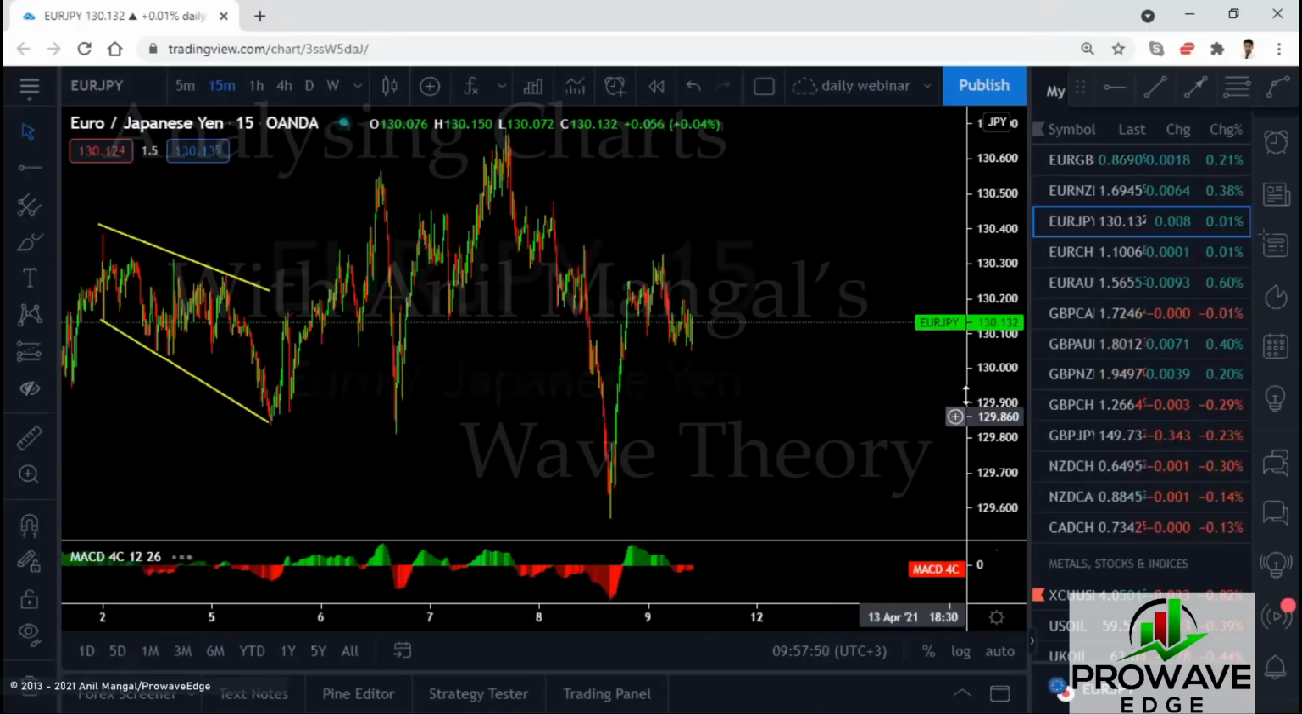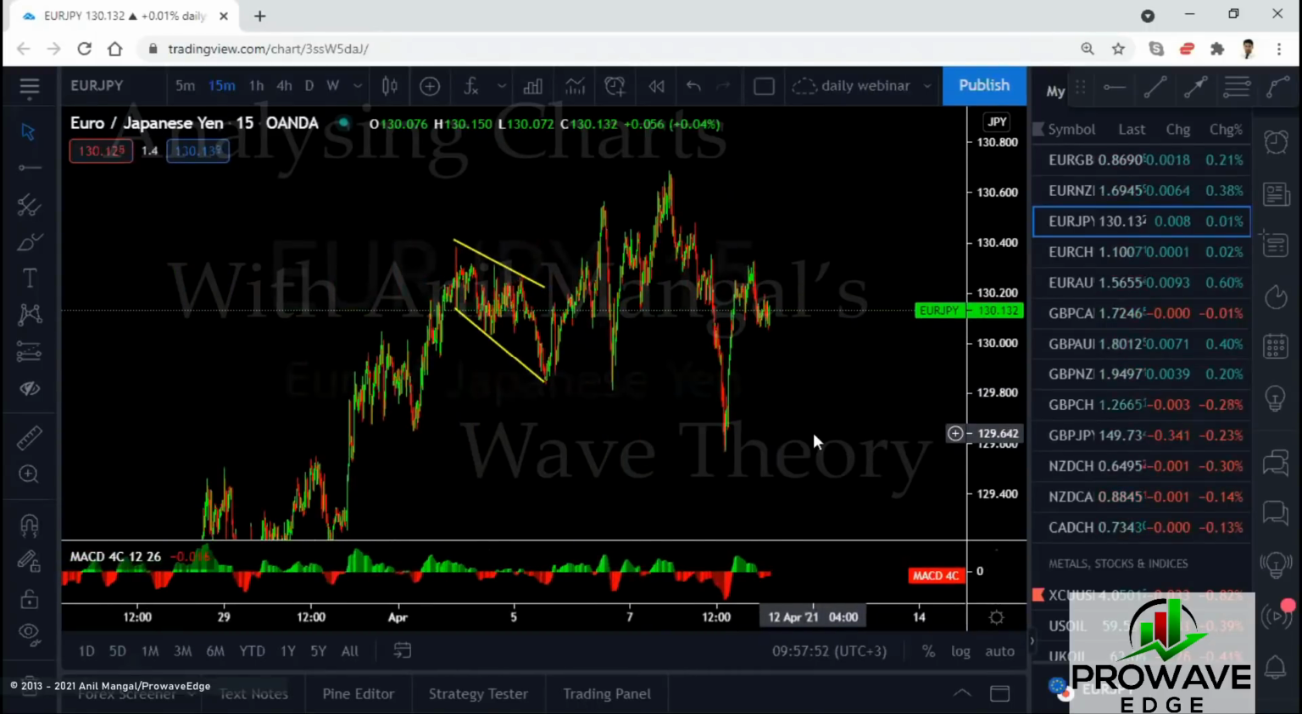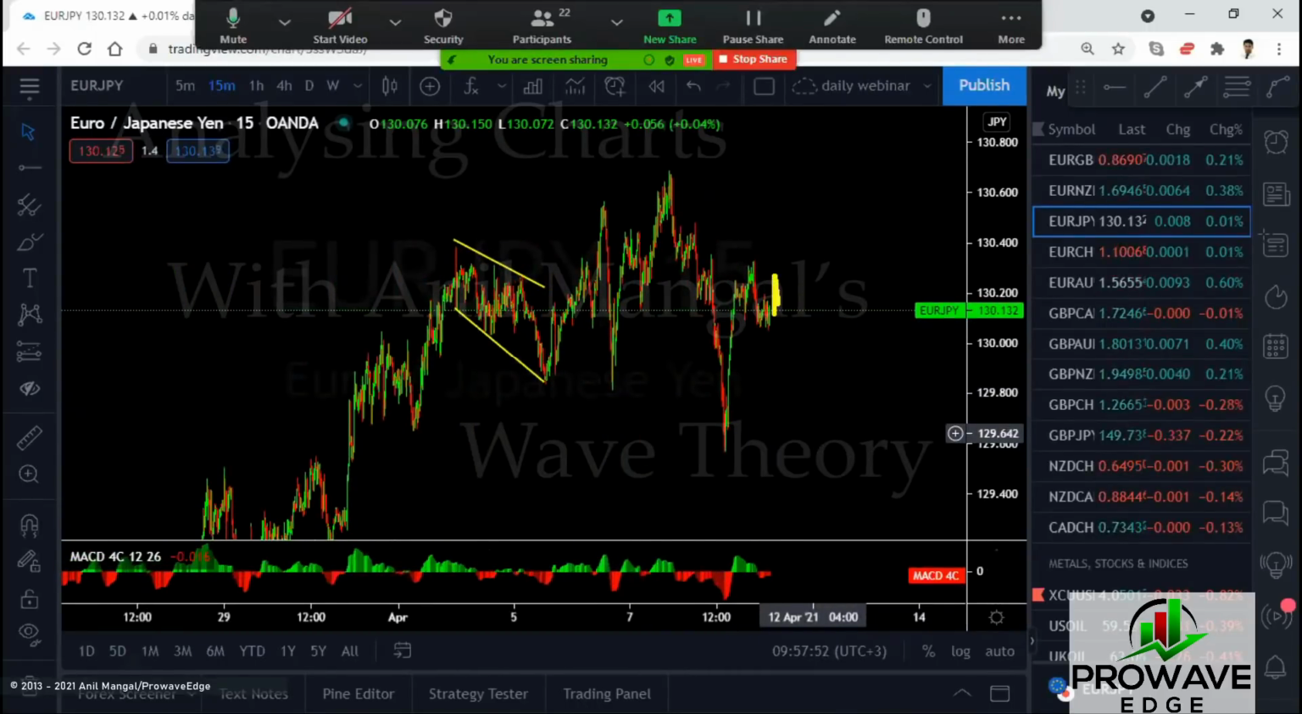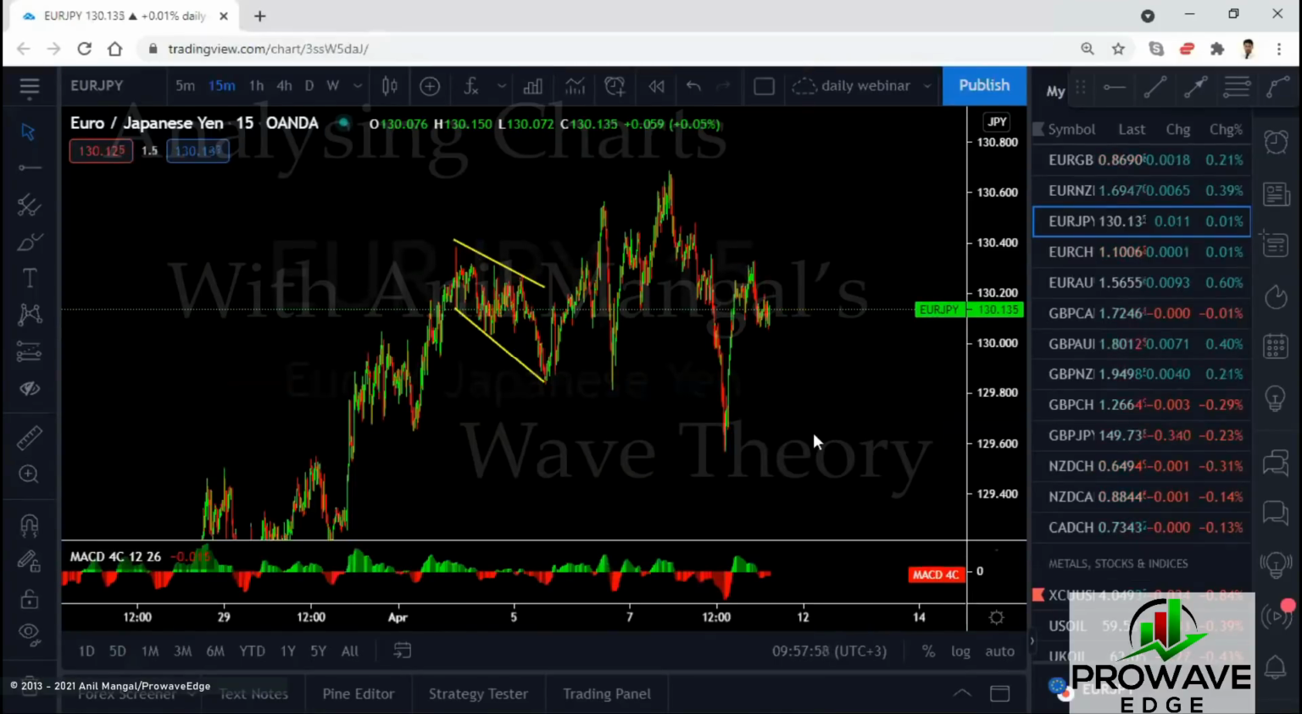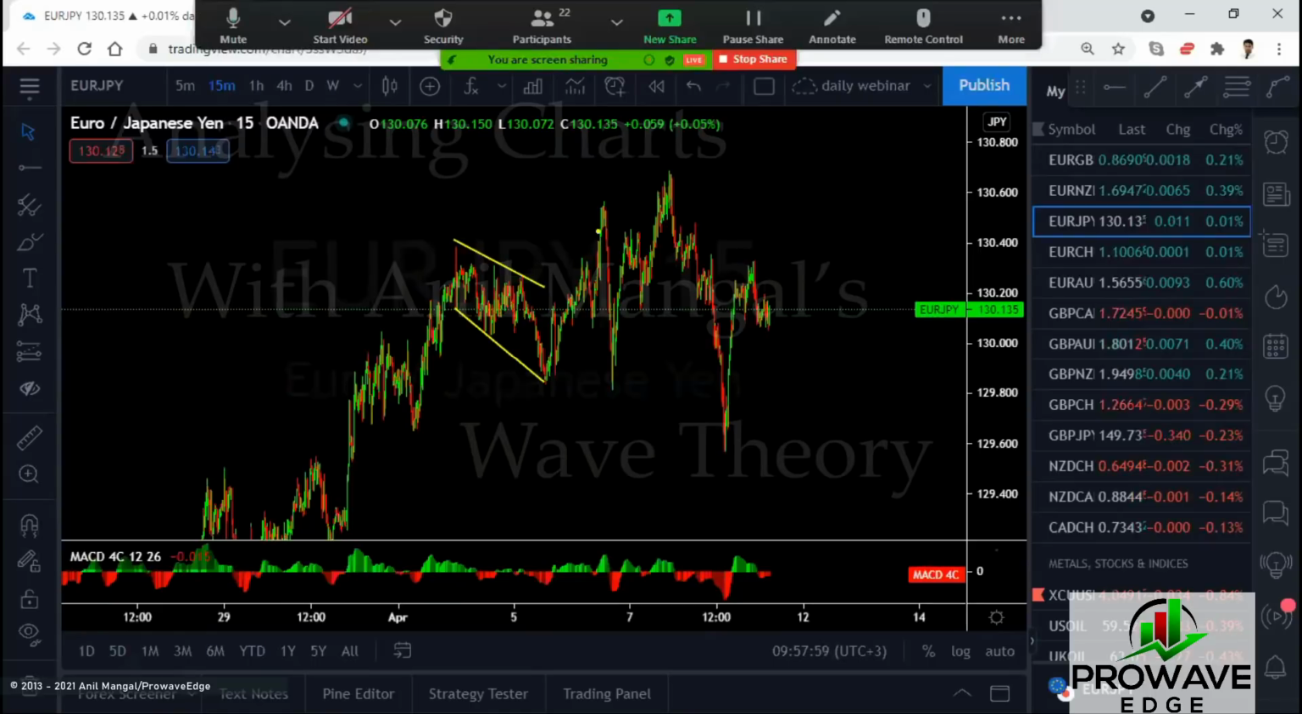Euro yen. Look for the buy. Let it make a correction here, give you a flag, and then look for a buy setup. You already have a flat to the downside. You have 1, you have 2, you have 3. That's an expanding flat. Look for the buy setup here.